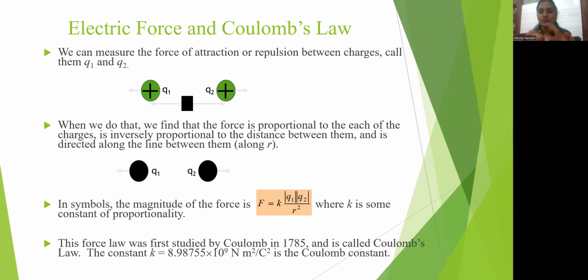So what we can observe from this Coulomb's law is that the electric force is always directly proportional to the product of both of the charges and inversely proportional to the square of the distance between them. That is nothing but the inverse square law, right? That F is proportional to 1 upon r square.